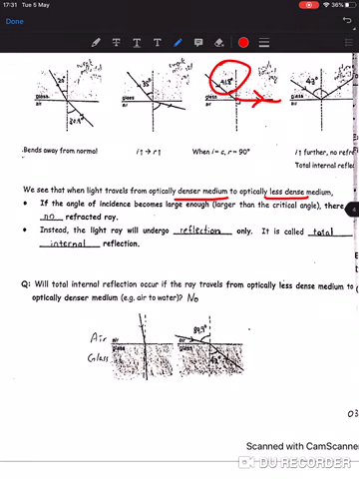So for this to happen, it must be traveling from the denser medium to a less dense medium. If the angle of incidence becomes large enough, larger than the critical angle, which in the next page we will talk about, there is no refracted wave. There's no refracted wave at all. Instead, the light wave will undergo reflection only, and it's called total internal reflection. That's what we will get from this total internal reflection.